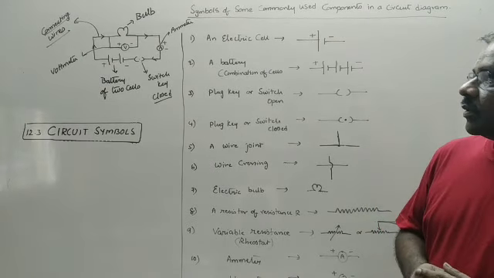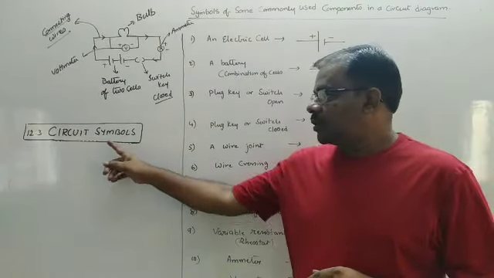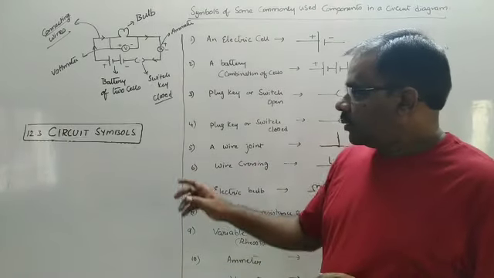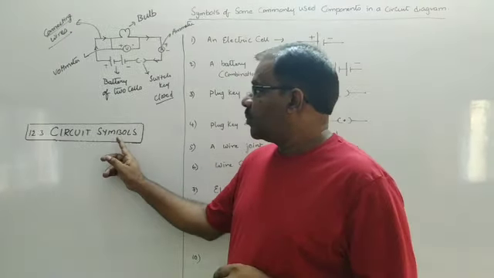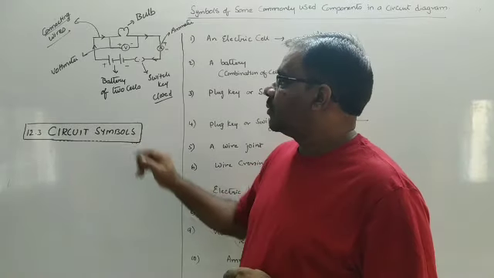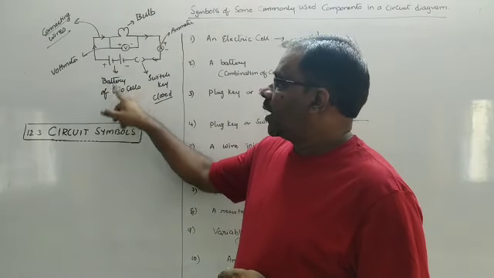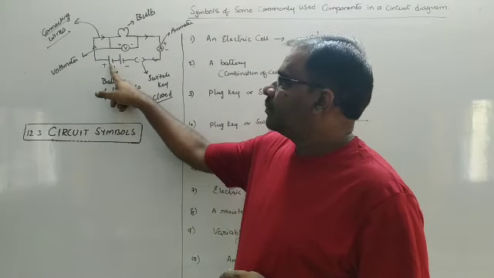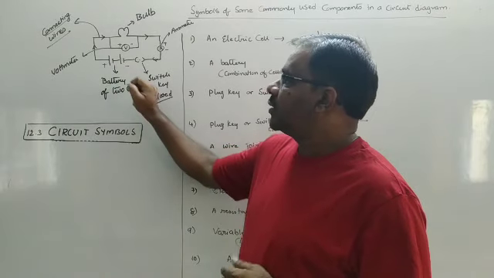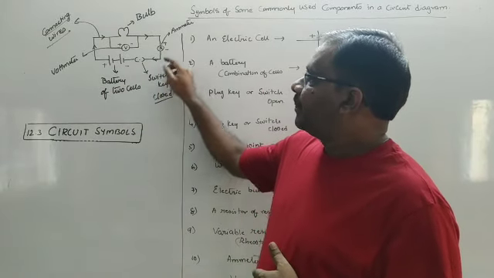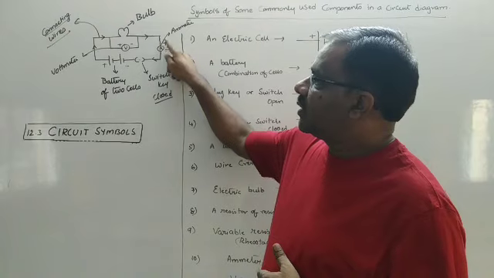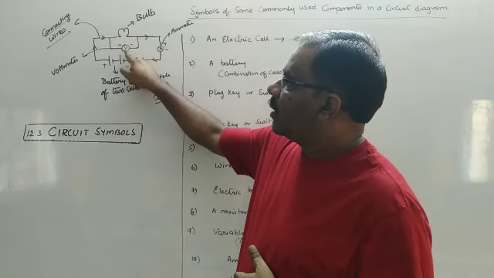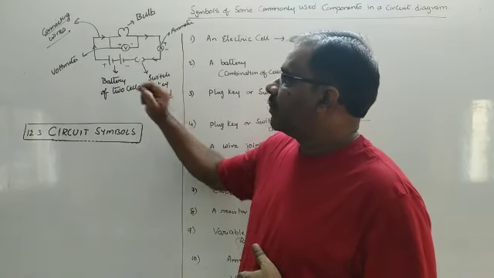So in today's concept, we will be learning about circuit symbols. So what do you mean by circuit symbol? Let us consider the following circuit. Here we have a battery of two cells, two independent cells, a switch key, an ammeter connected in series, a bulb and a voltmeter connected in parallel.